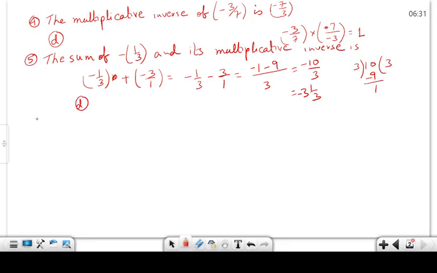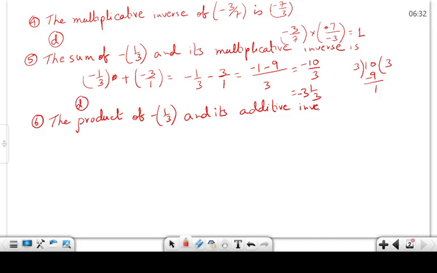Now question number 6 you see here. The product of minus 1 by 3 and its additive inverse is. The product of minus 3 and the additive inverse. What is the additive inverse? We have to multiply the product.